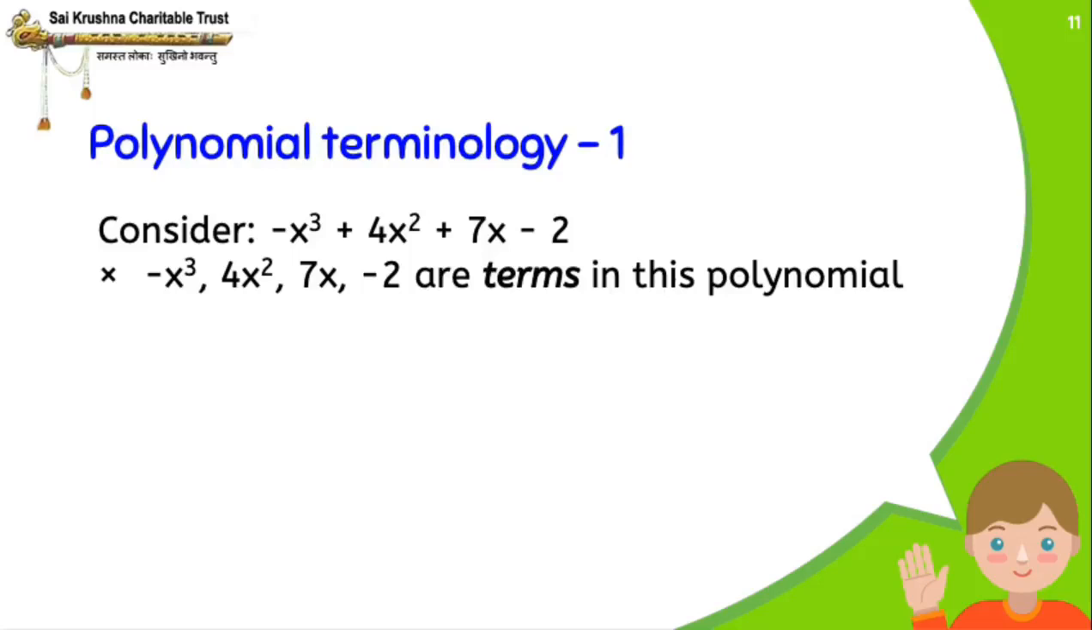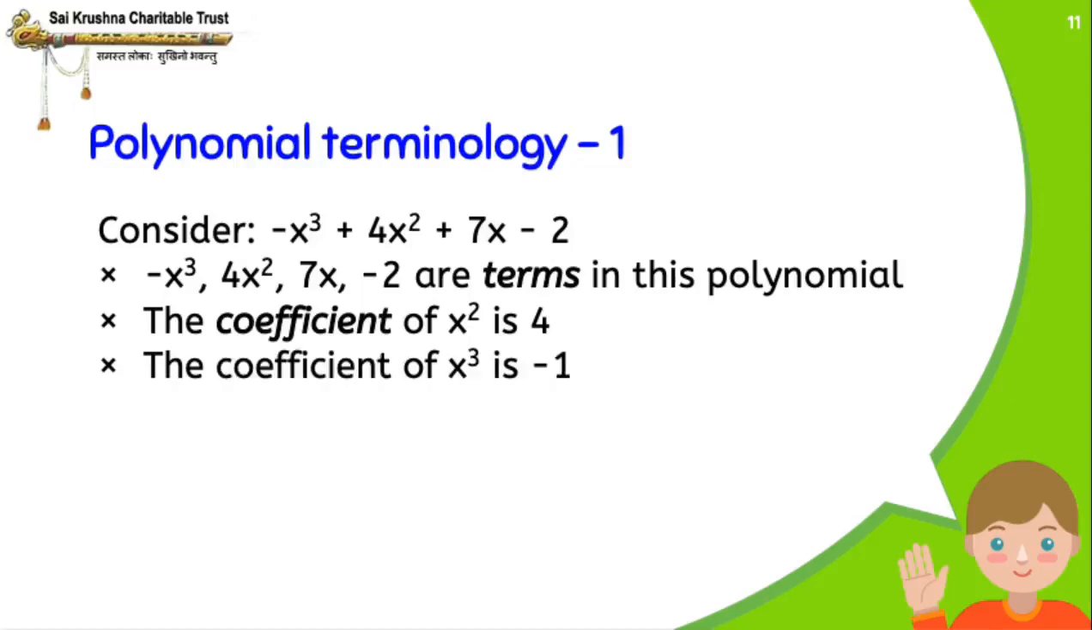There is another terminology called coefficient. The coefficient of x squared is 4, and it is the number that multiplies the x squared. The coefficient of x cubed is minus 1, or negative 1, because minus x cubed is just like minus 1 multiplied by x cubed. So the coefficient of x cubed is minus 1.